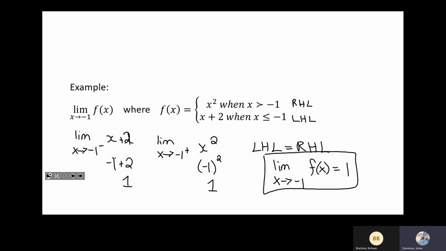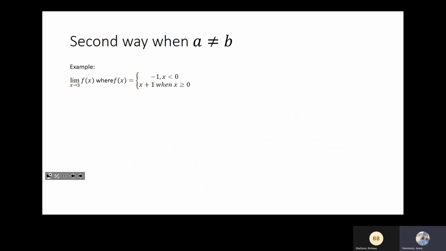Okay, so let's switch it up. What happens with case 2 when a is not equal to b? It's actually easier than when a is equal to b, because now you just have to pick the one side where a actually falls. So when a is not equal to b, we only have to look at one of them.